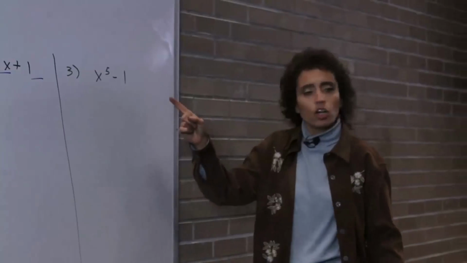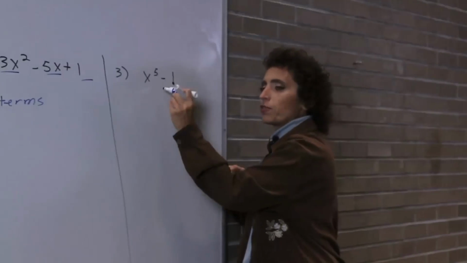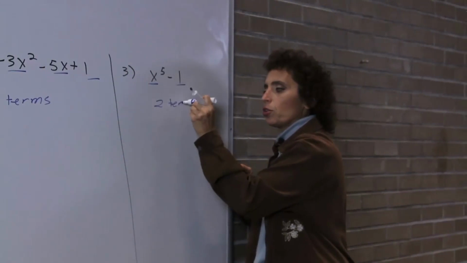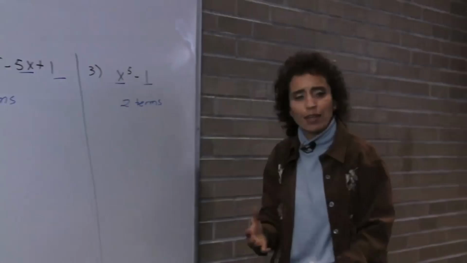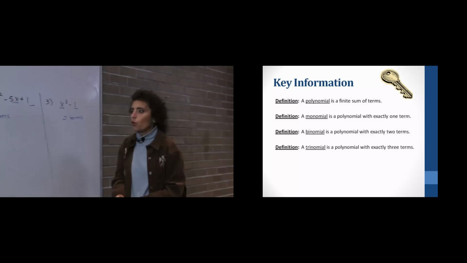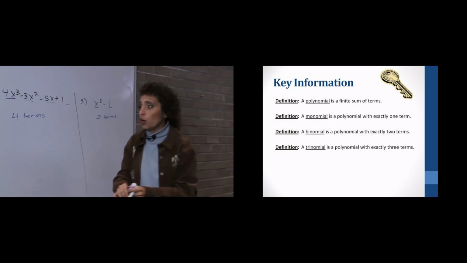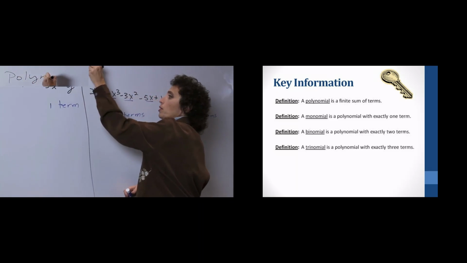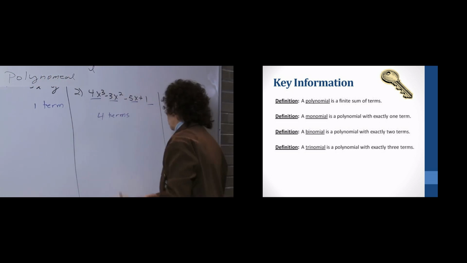Same thing here. I count the terms, I look for a plus or minus. 1 term, 2 terms. So there are 2 terms here. Now you should know the names of these expressions. We're going to start with all of these are polynomials. All right, you know what a polynomial is? I'll tell you, hold on.